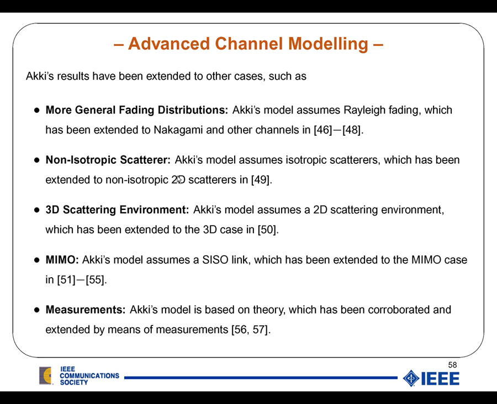Now that had been extended in 49 to non-isotropic scatterers. Also, the extension from 2D to 3D has been performed in 50, and the extension from SISO to MIMO, multiple input, multiple output channels, has been performed in 51 till 55. A few measurements have also occurred in recent years and can be found in 56 and 57.